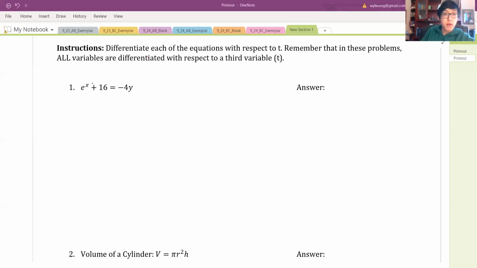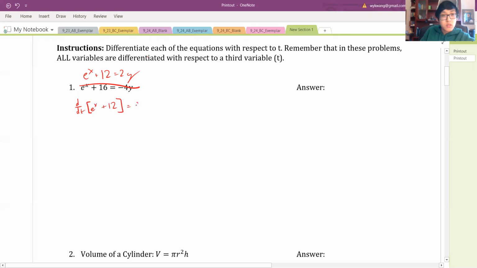So I'm going to rewrite this as e to the x plus 12 equals 2y, for example, even though it's extremely similar. So d over dt of e to the x plus 12 is equal to d over dt of 2y. Okay, cool. d over dt of e to the x. So we're differentiating e to the x, which we all know is e to the x, right? Cool, but we're not done.